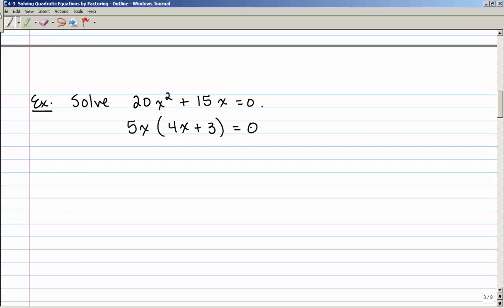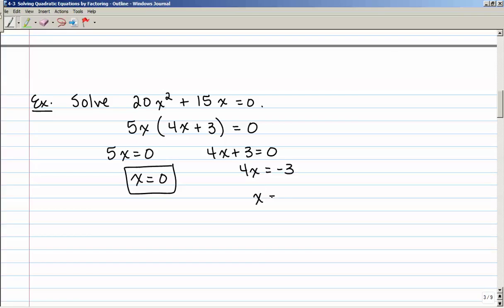Now I use the zero product property because I have 5x is one quantity times 4x minus 3 is my other quantity. So I need to take into account that 5x could equal 0 and 4x plus 3 could equal 0. So solving each one of those equations, x equals 0, and then subtracting 3 on both sides, and dividing by 4, x equals a negative 3/4.